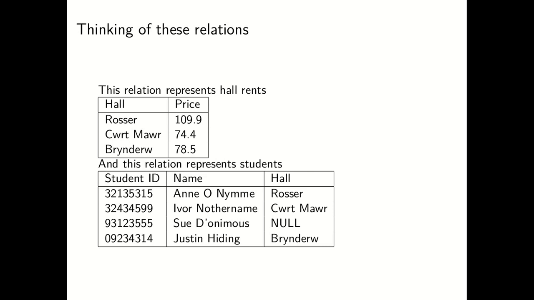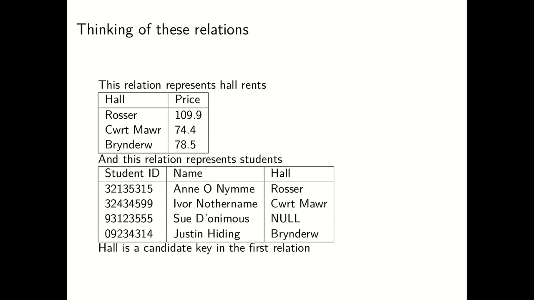So here we've got some relations. The first relation we have here represents rents in halls in some unnamed West Wales University. The second relation we've got here represents students. Again, same university. So hall is a candidate key in the first of these relations. It's a candidate key because it uniquely identifies the elements, the tuples, in that particular relation. There are no repetitions, and there is no subset of hall which is also a candidate key.